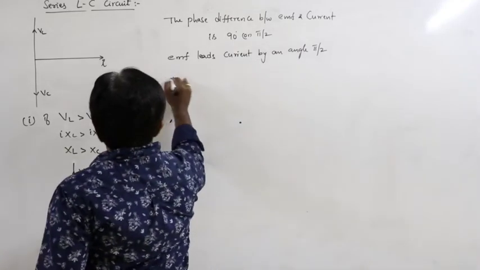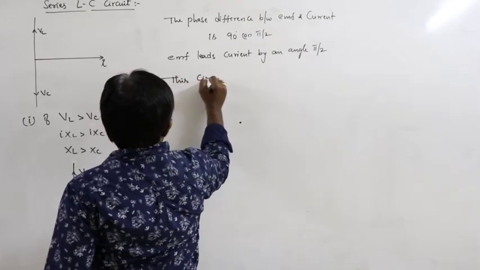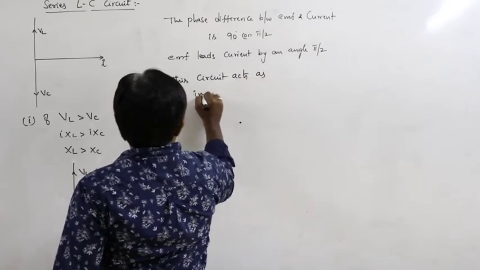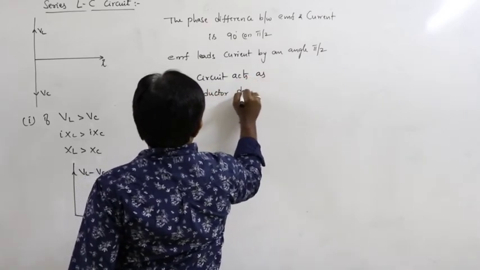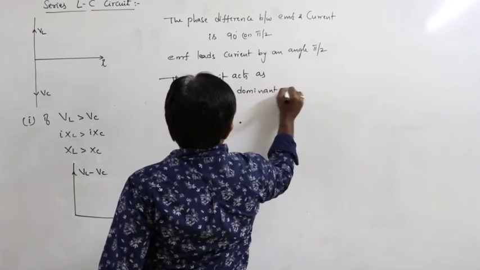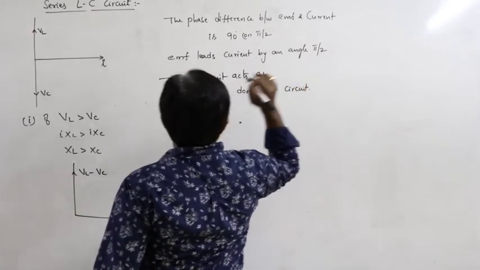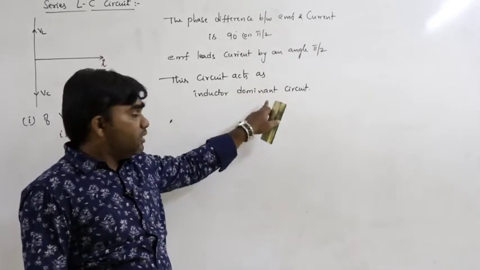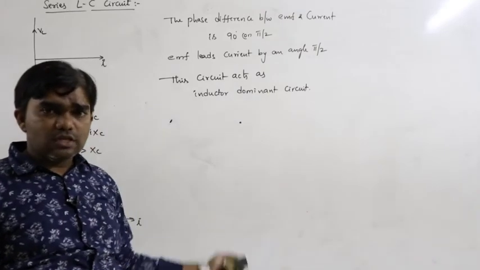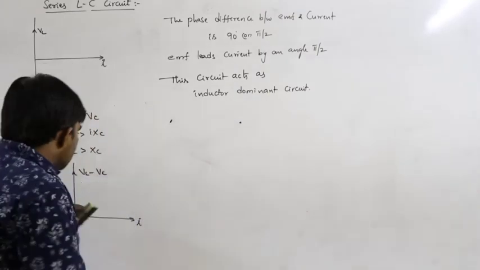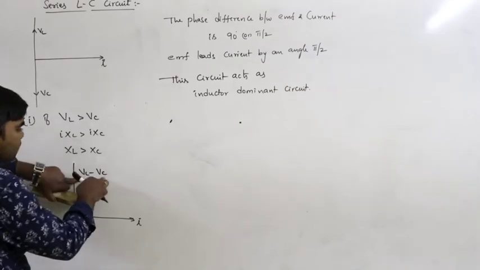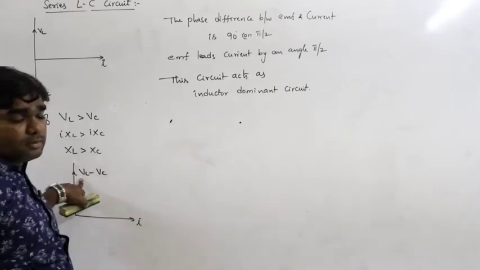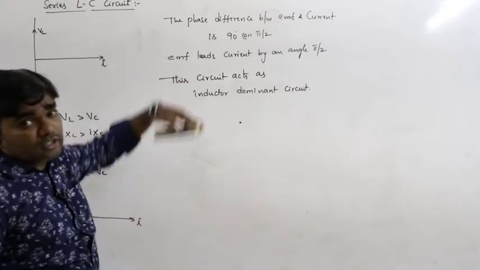So this circuit acts as an inductor dominant circuit. Inductor dominant circuit or pure inductor circuit, we can consider it as either. This is because the potential across the inductor is greater than the potential across the capacitor. That is why it acts as an inductor dominant circuit.